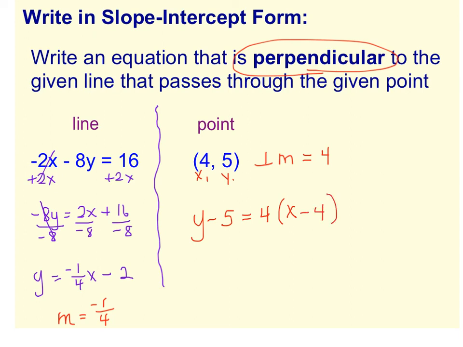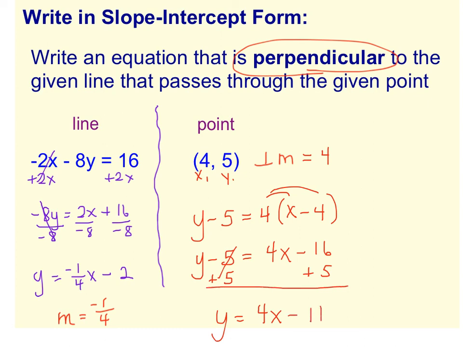To get it into slope-intercept, we distribute our slope. y minus 5 equals 4x minus 16, and we add 5. y equals 4x, -16 plus 5 is -11. And that is our answer. That line is perpendicular to the line they gave us. The line they gave us has a slope of -1/4. This slope is its opposite reciprocal, +4.